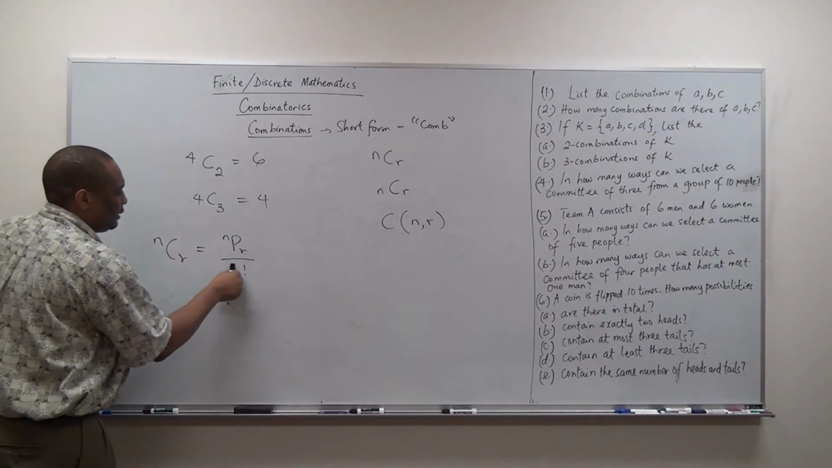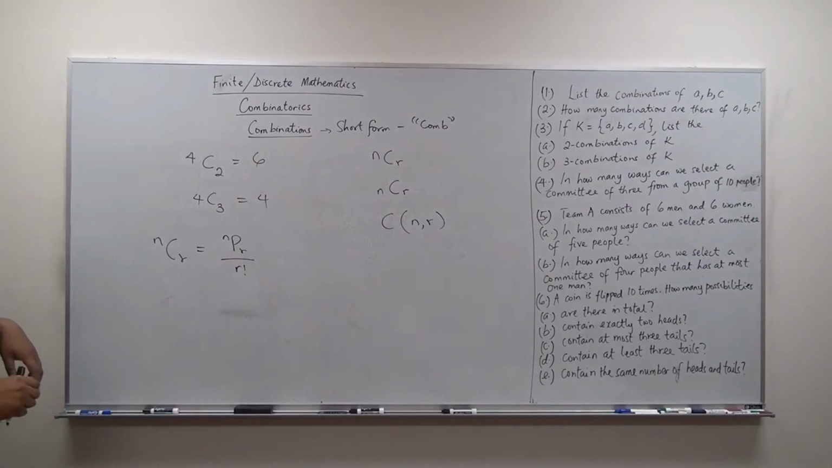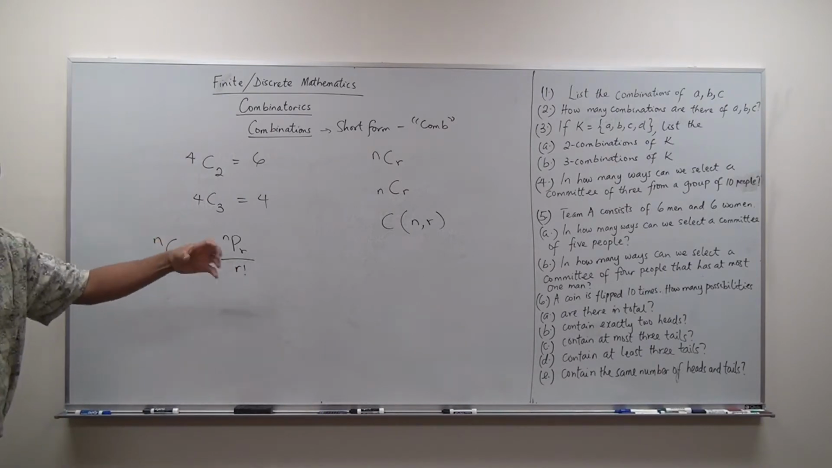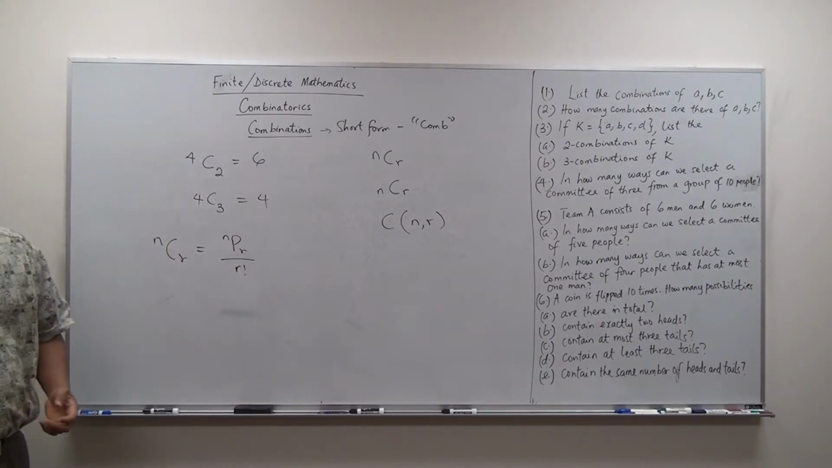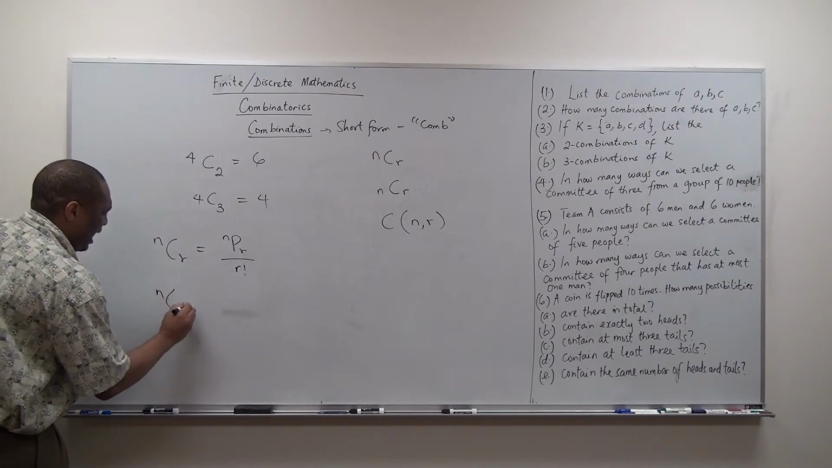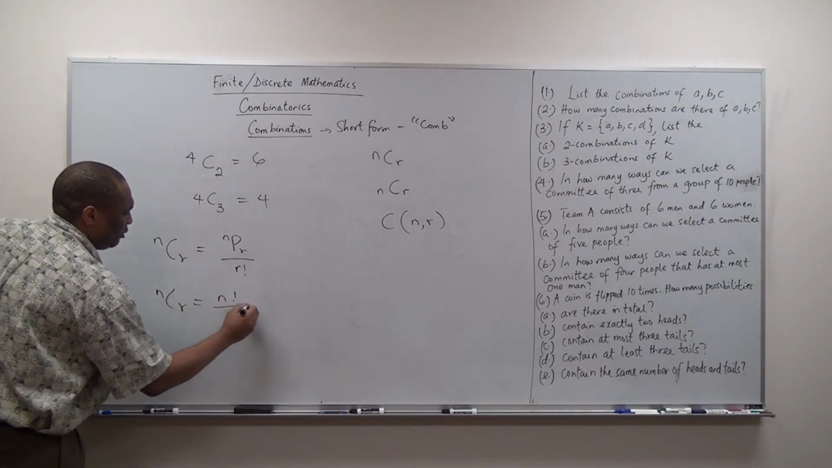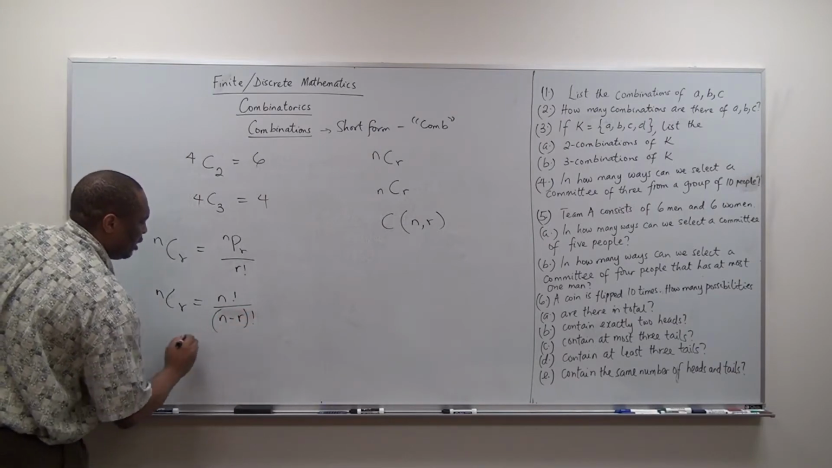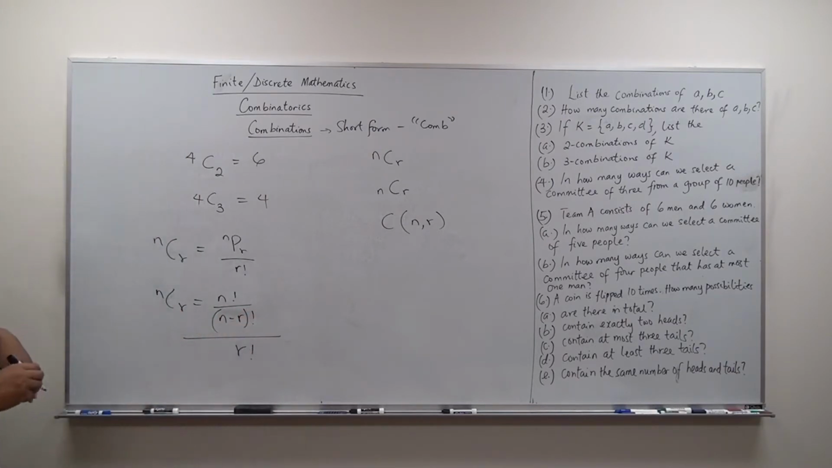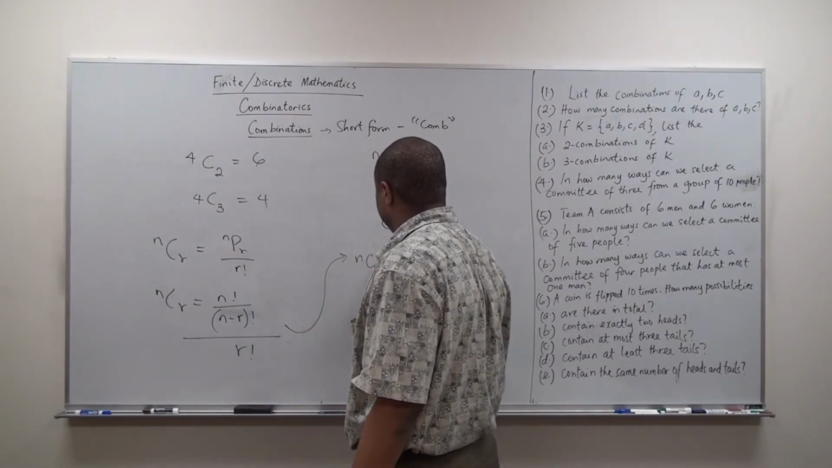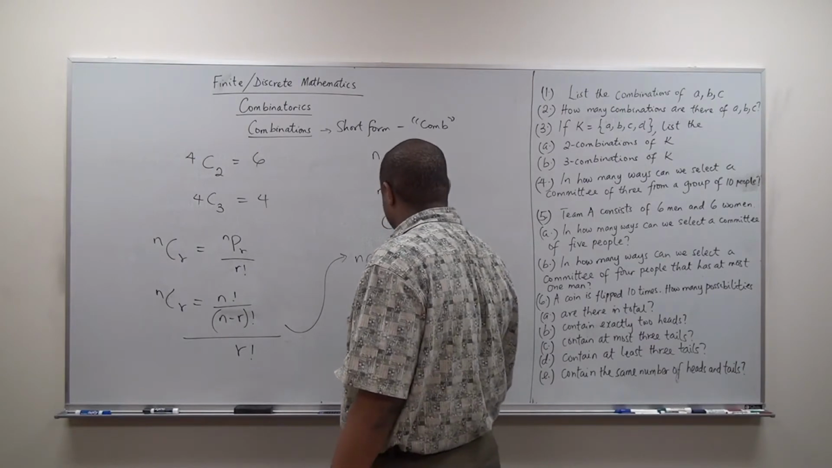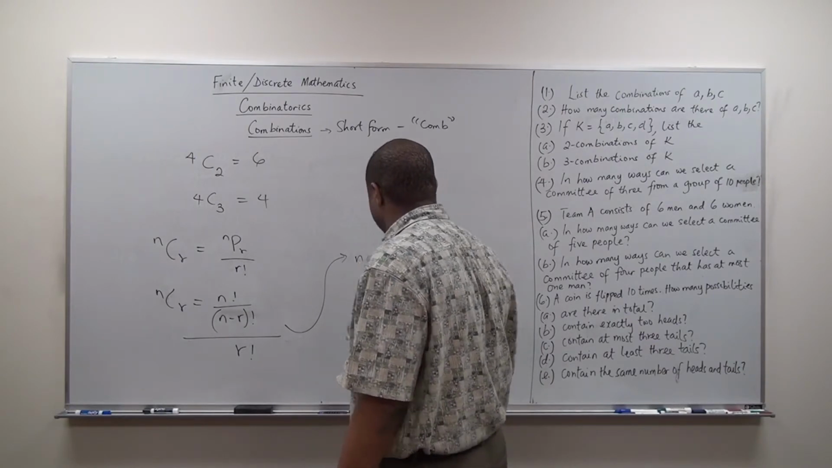I'm sorry, divided by r factorial. That's what we see when we prove it from more examples. So we'll see that n choose r, the combination, is the permutation divided by r factorial. So you have that n choose r will be n factorial over n minus r factorial, all divided by r factorial. And this implies that n choose r is equal to n factorial over n minus r factorial times r factorial.